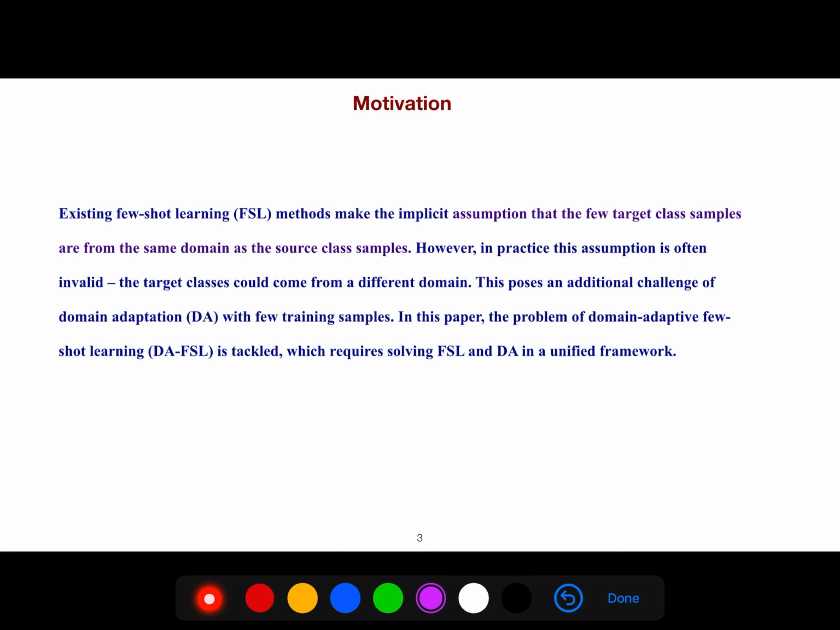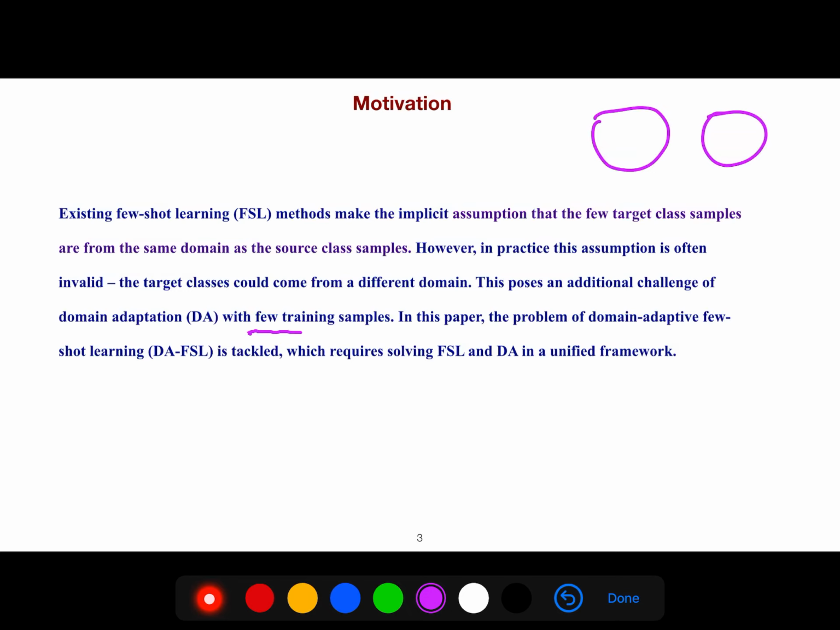Existing few-shot learning methods make the implicit assumption that the few target class samples are from the same domain as the source class samples. However, in practice, this assumption is often invalid. The target classes could come from a different domain. So no overlap, no intersection. This poses an additional challenge of domain adaptation with few training samples. Even if you want to do classically the domain adaptation, you have problems because you have very few samples.